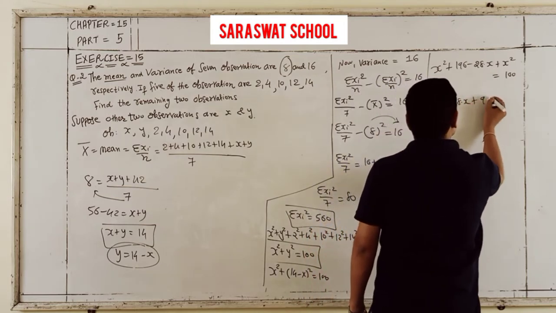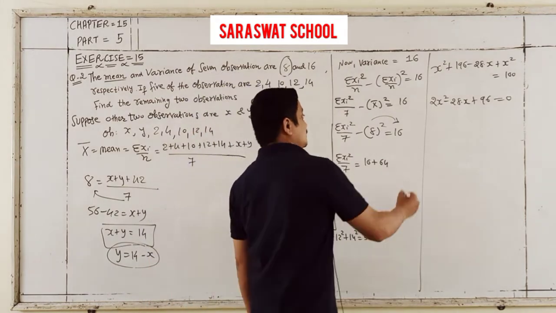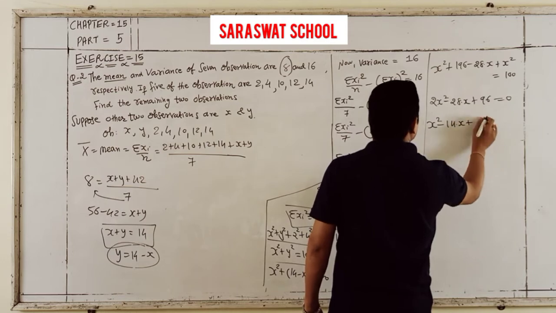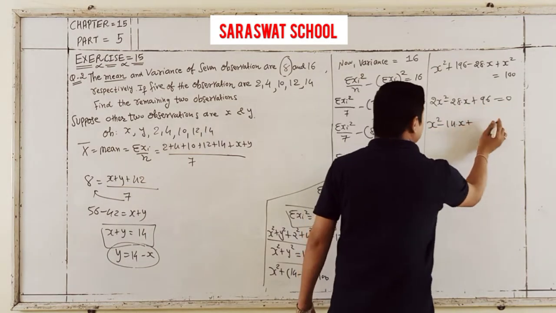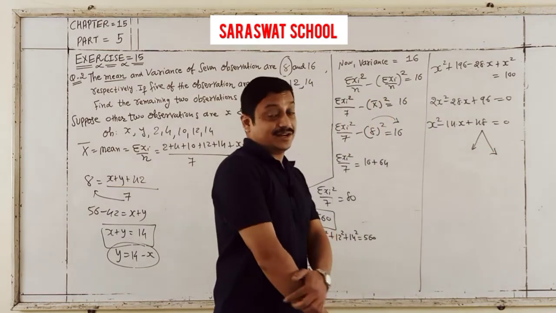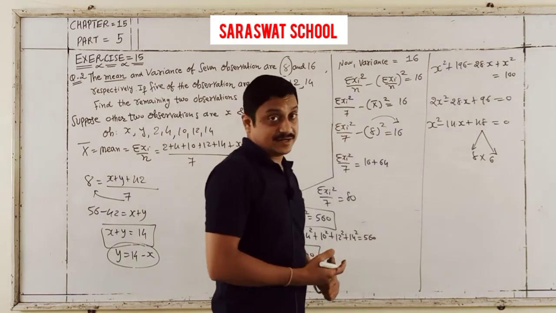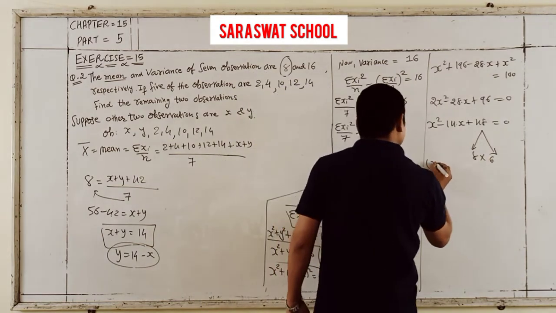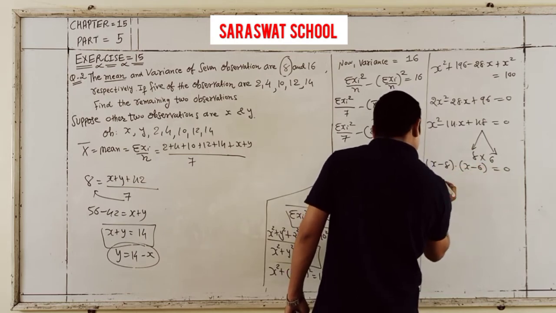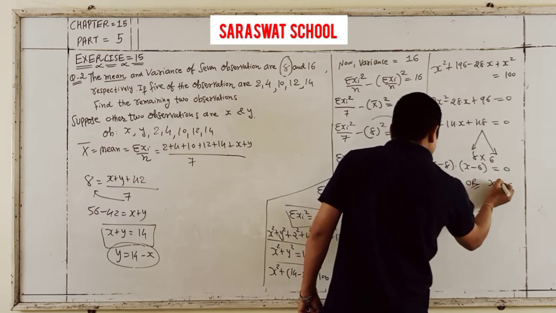minus 28x plus 96. Divide each term by 2. So x square minus 14x plus 48. Now splitting 48, I want 14 as 8 and 6. So the factors are x minus 8 and x minus 6. So my answer is 8, otherwise 6.